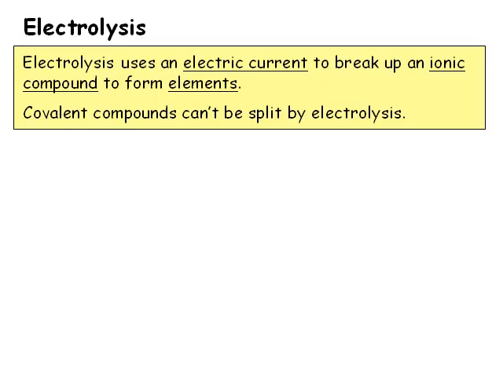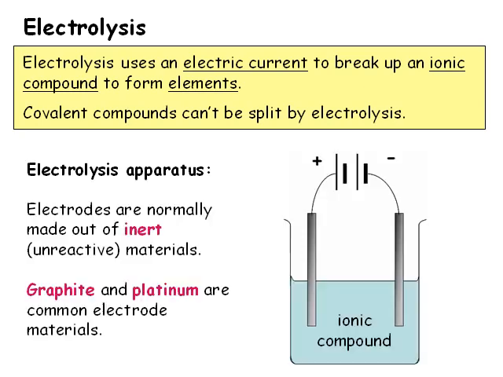Electrolysis is using an electrical current to bring about a chemical reaction. Not all substances are affected by passing an electrical current through them, only compounds with ionic bonding. The effect is always to break down the ionic compound to produce elements.